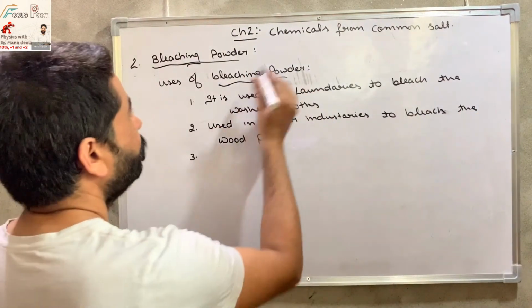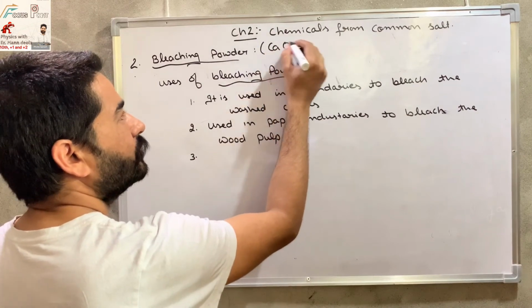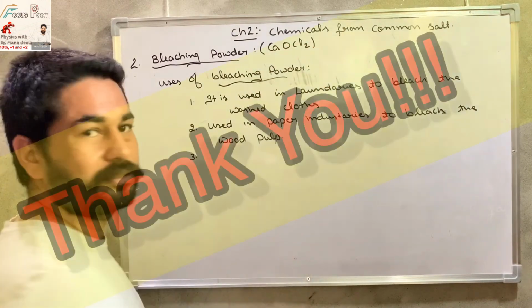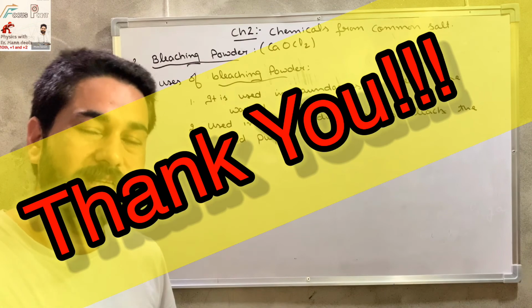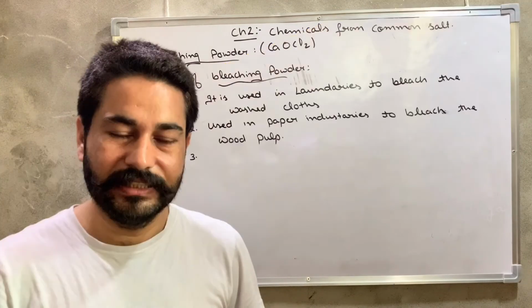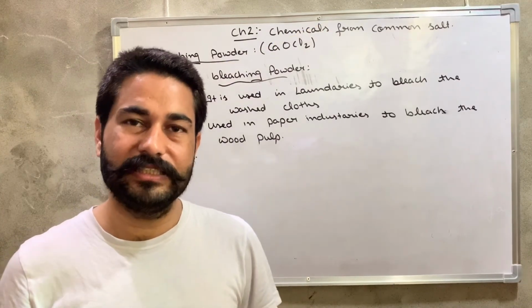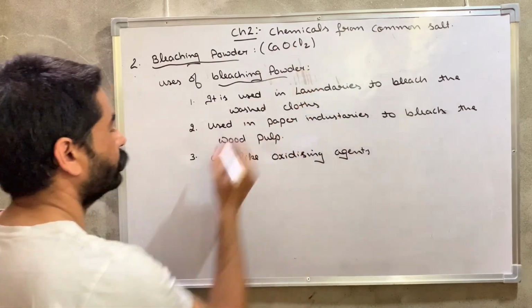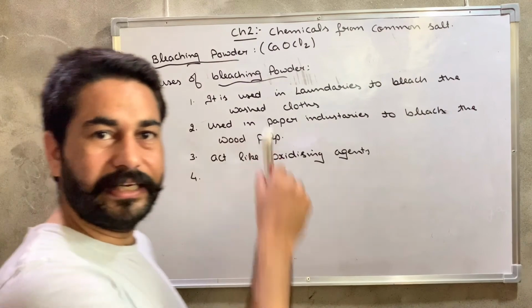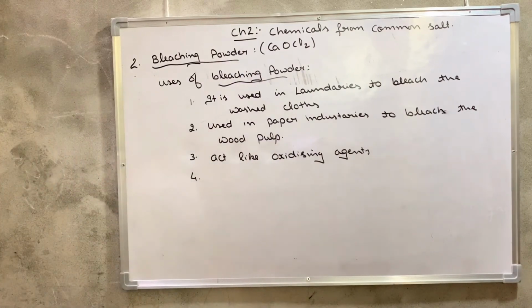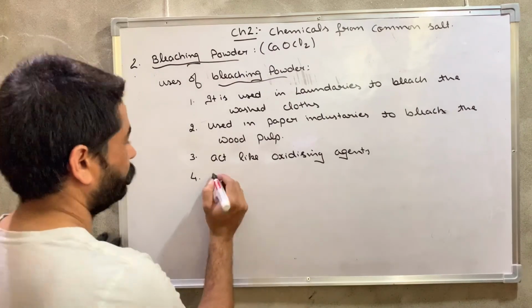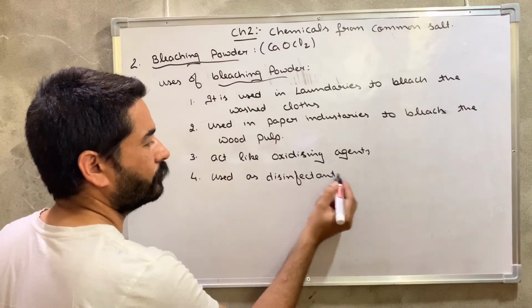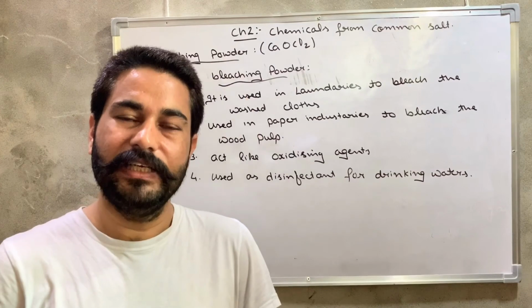This bleaching powder contains oxygen also. So it is used as an oxidizing agent. Oxidizing agents are those which provide oxygen. In the first chapter we have done that. It contains oxygen. Now fourth, it also contains chlorine. It would be used as a disinfectant in the drinking water. So we have covered two salts.